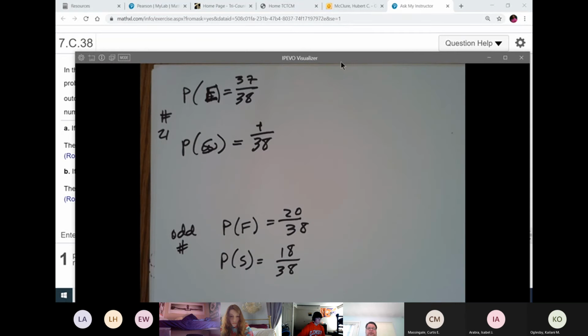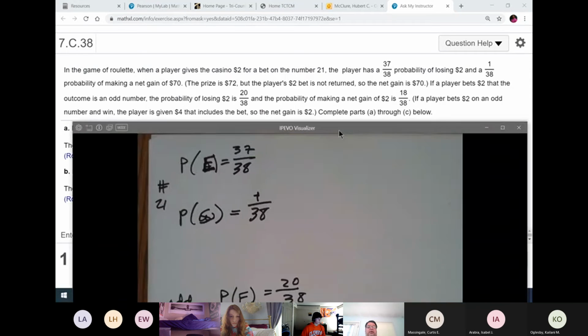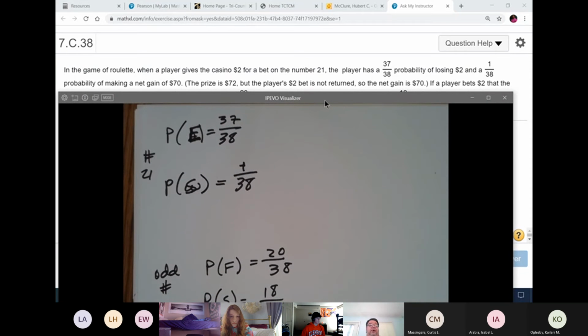Okay, let's see what the situation is. You bet, and this is very difficult. Let's see. In the game of roulette, the probability of losing $2 is 37 over 38, and the probability of a net gain of $70 is 1 over 38. The prize is $72.